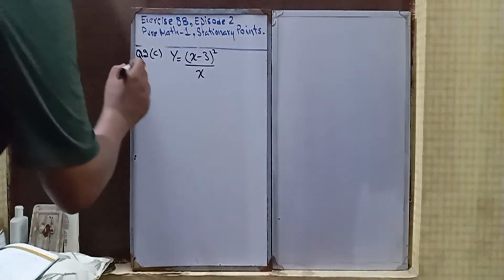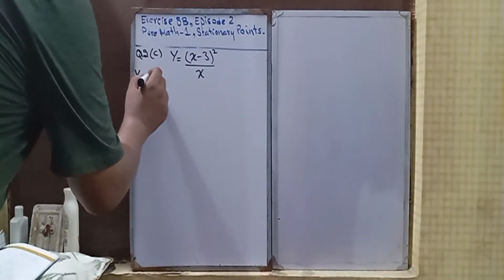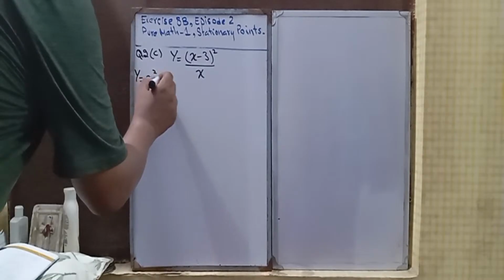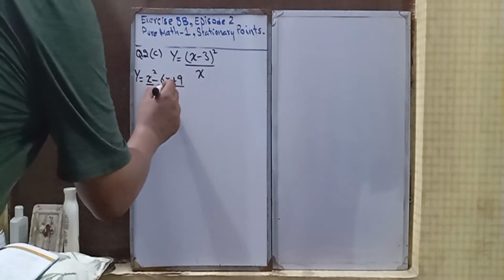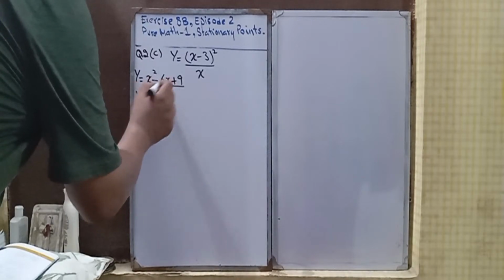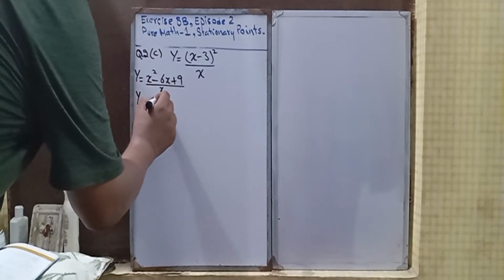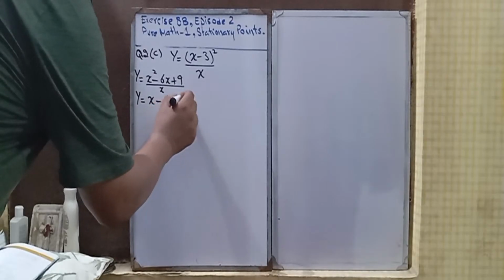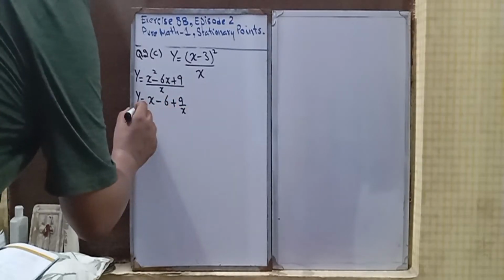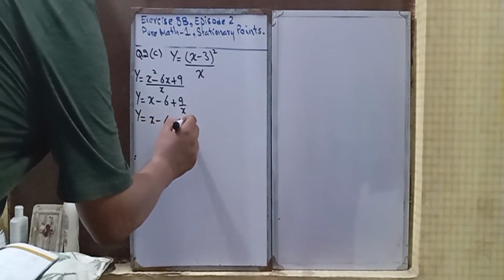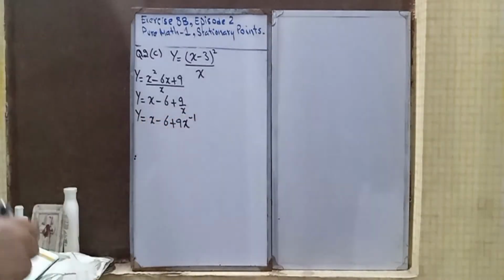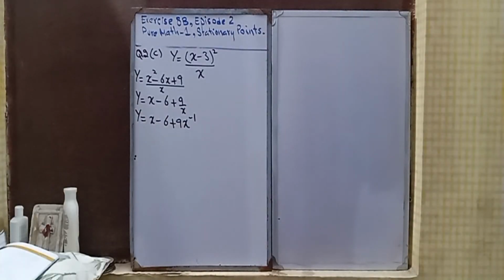I will make this shape a little friendlier. So y will be equal to x square minus 6x plus 9 divided by x. So make this x under everything. So this will become x, this will become 6, this will become 9 divided by x. So y will be equal to x minus 6 plus 9 x raised to power minus 1. Okay. So now I will differentiate it.